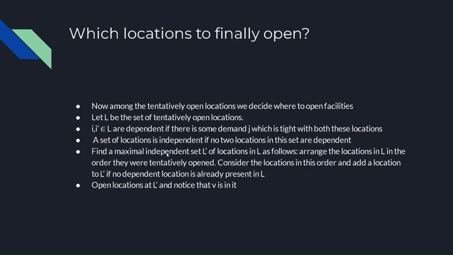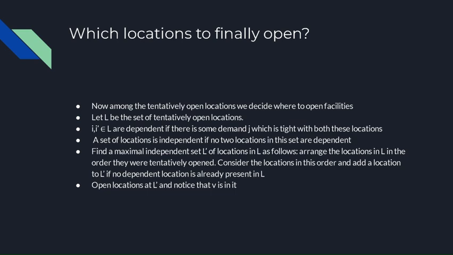Now what we want to do is first define what a set of locations that is independent is. A set of locations is independent if there are no two locations in that set that are dependent. We want to construct a maximum independent set L dash from these locations L, and we will do that as follows.